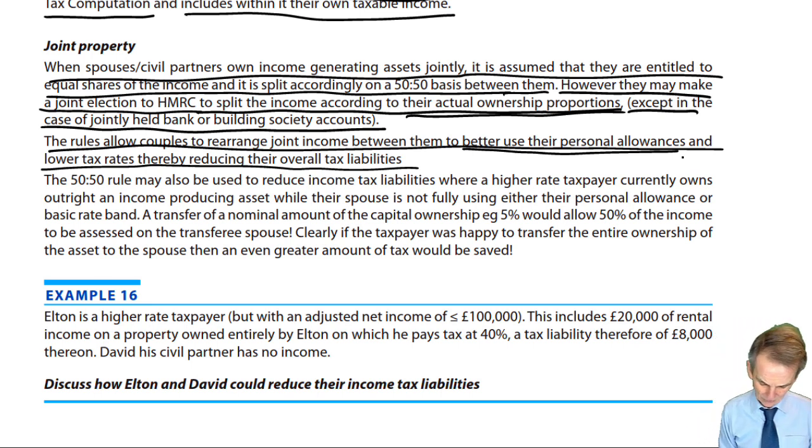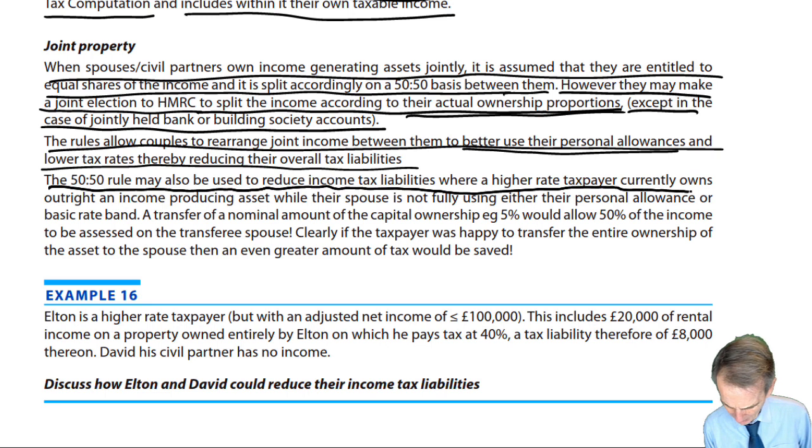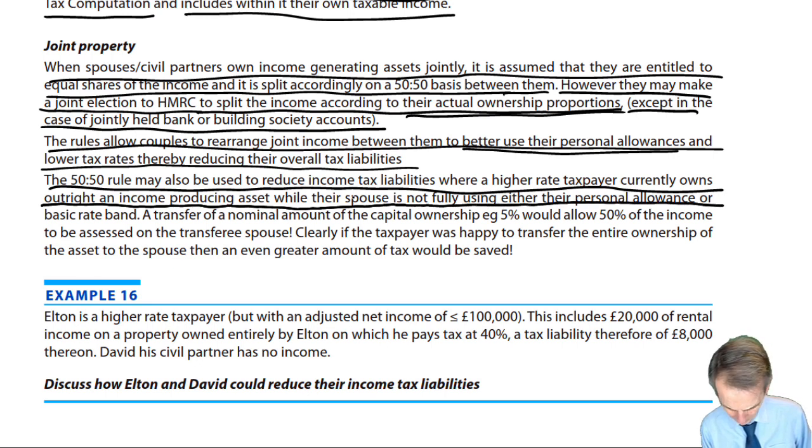So let's see what we've got here then. The 50-50 rule may also be used to reduce income tax liabilities where a higher rate taxpayer currently owns outright an income producing asset while their spouse is not fully using either their personal allowance or basic rate band.